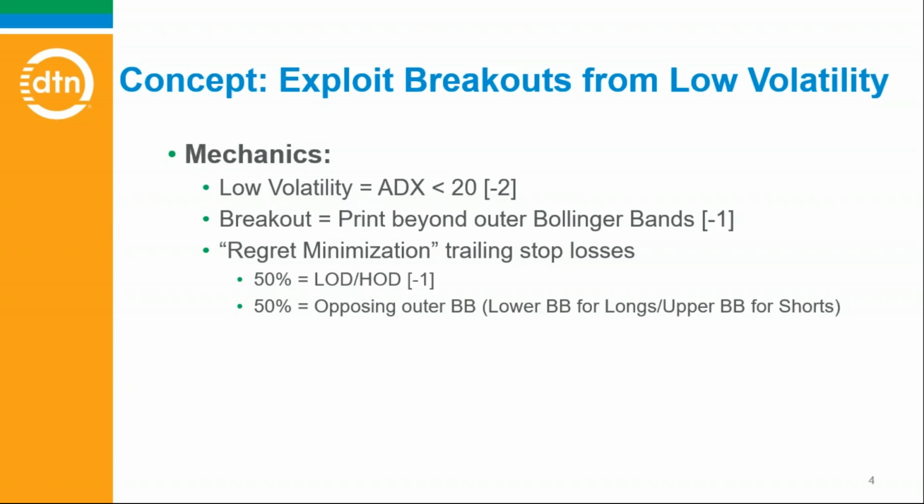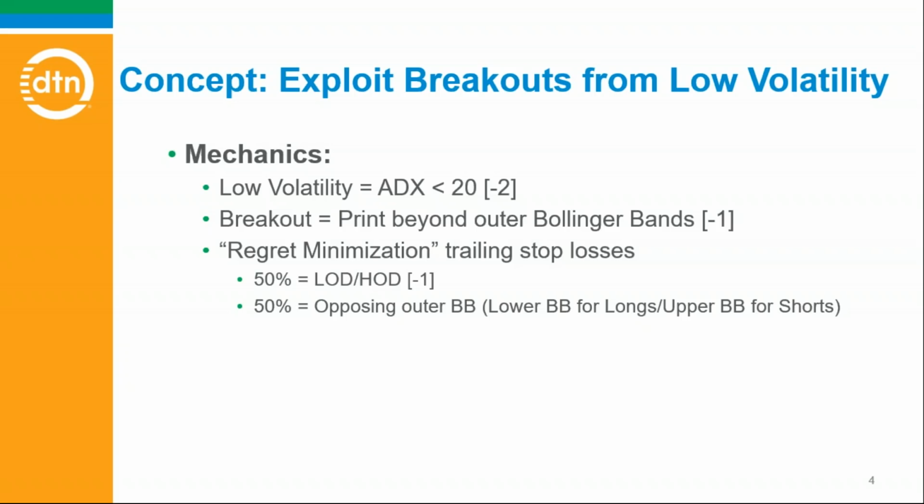Why 2 bars ago? Because 1 bar ago, the prior bar, we broke out according to a print above, beyond, in other words, a print above the upper band, Bollinger Bands. So Bollinger Bands: 2 standard deviations above and 2 standard deviations below a 20-period simple moving average. So in the prior bar, we printed above the upper band. That's a bullish breakout. In the prior bar, we printed below the lower band. That's a bearish breakout.